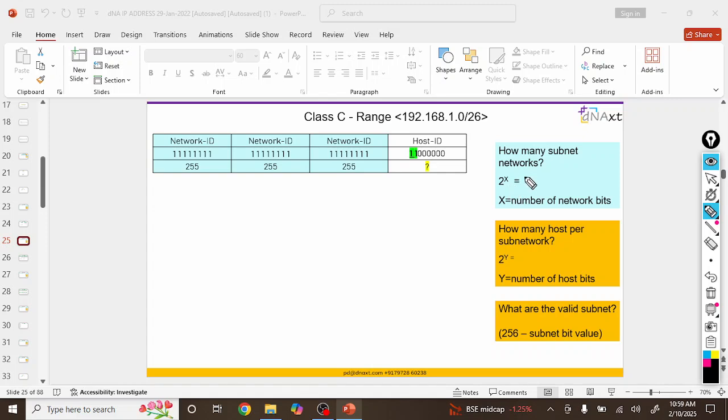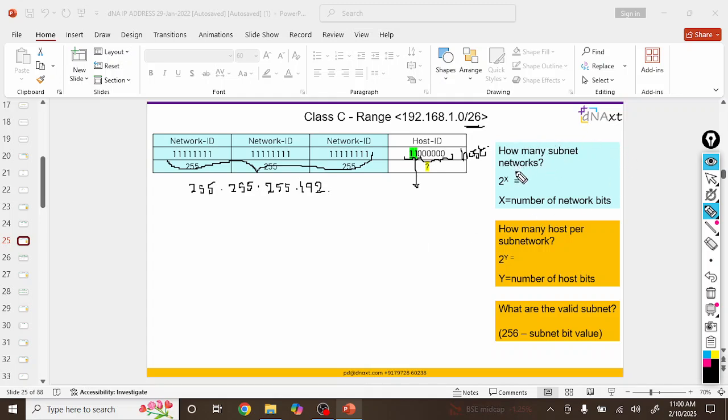Next is /26. /26 means 26 bits are for the network. Out of 26, 24 bits are of the major network. 2 bits are the subnetwork bits and the remaining 6 bits are of the host. If we convert /26 into a subnet mask, it will be 255.255.255.192.